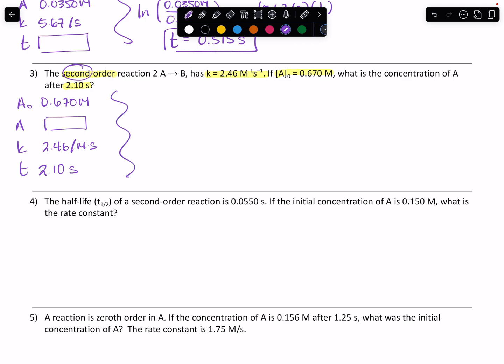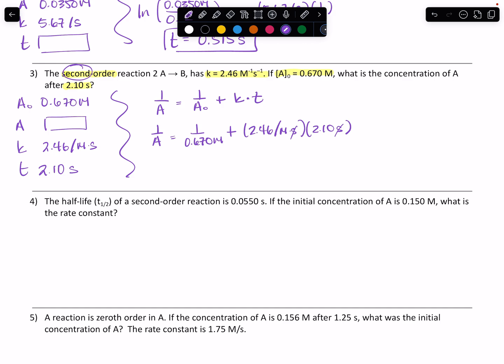All right, so again, formula driven, but choose the right formula. All right, so in this case, because it's second order, it's 1 over A equals 1 over A naught plus K times T. All right, so 1 over A is going to be equal to 1 over 0.670 molar, whoops, not times, plus 2.46 per molar second times 2.10 seconds. All right, so the seconds are going to cancel, and what remains will be per molar.